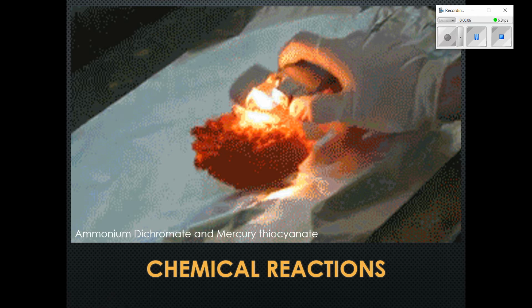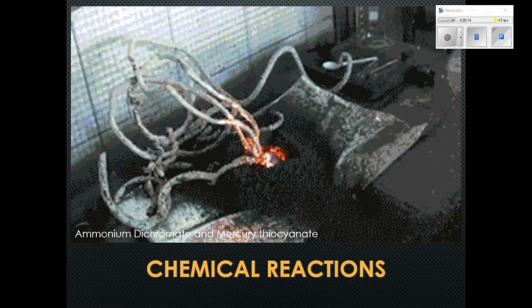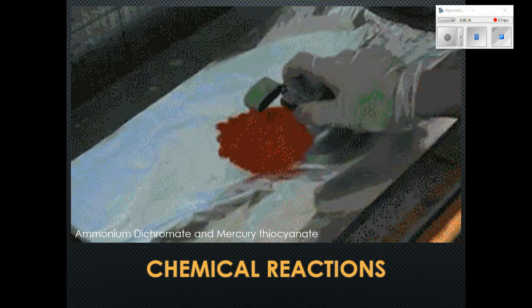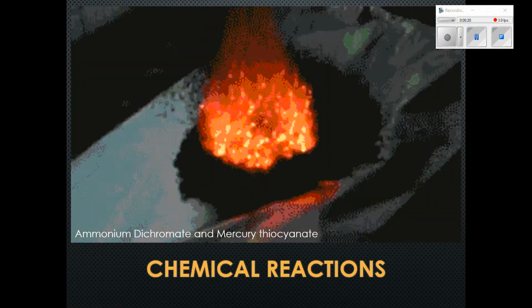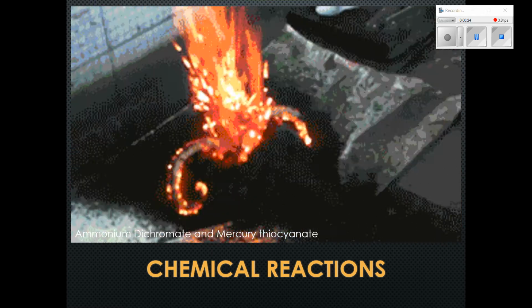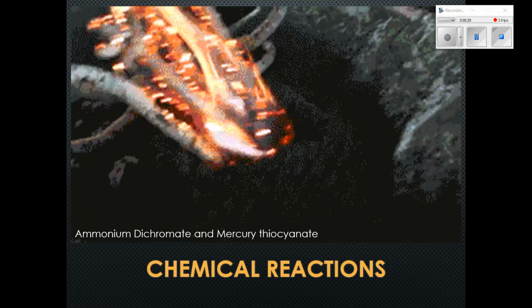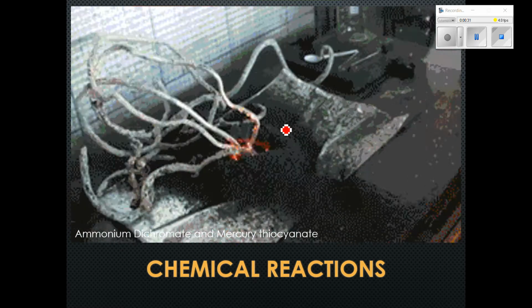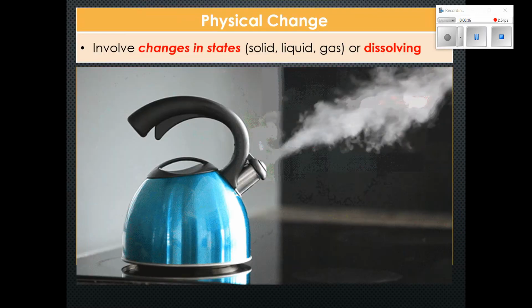Okay, everyone, in this video I'm going to be looking at chemical reactions and chemical and physical change. What we have here is a really neat chemical reaction between ammonium dichromate and mercury thiocyanate. It releases a lot of heat and light, and some gases are emitted. It forms these little long tentacle-like structures. This is called an octopus reaction. It's a really neat one, and it's an example of a chemical change.